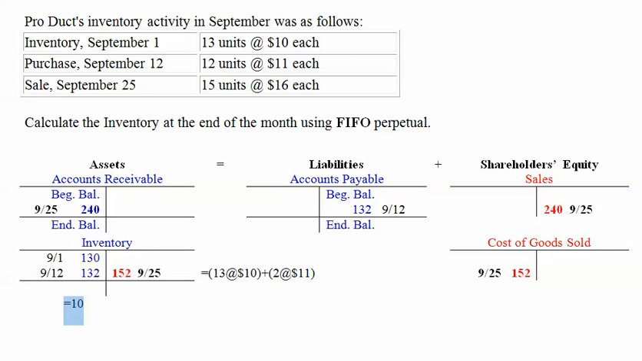But which 10 are they? Well, they're the newer items, because we sold the older items first. So 10 at $11 gives you $110. So this is all the goods available to sell minus what you sold equals your ending inventory. Now, companies at the end of an accounting period will actually have to go in and count their inventory and make sure that that $110 is actually the correct amount, but we'll talk about that later.